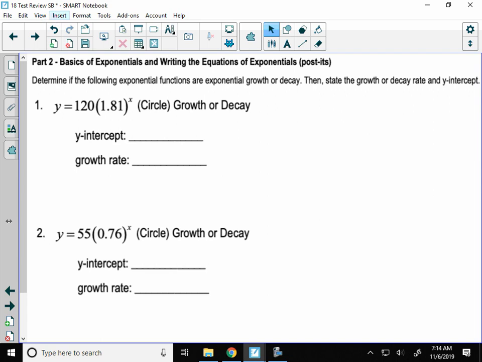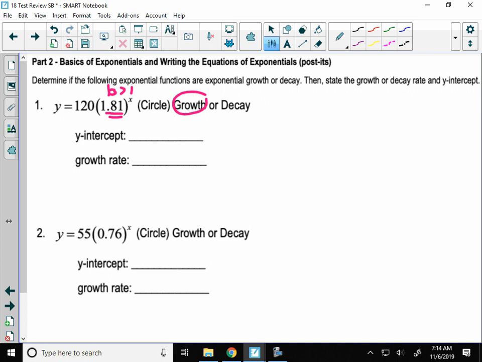This video is for part 2 of your Unit 5 test review. We're going to start with some basics of exponentials. So you're just given an exponential function in number 1, y equals 120 times 1.81 to the x. We have to decide, is that growth or decay? This is an example of exponential growth because the growth rate in here, this b, is greater than 1.